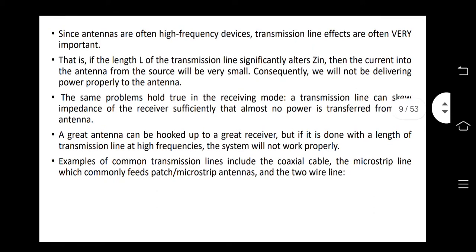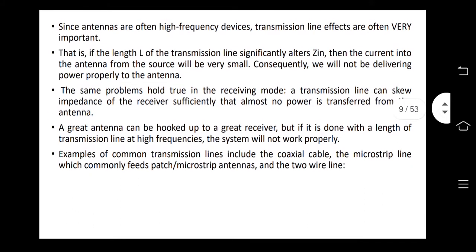Since antennas are often high frequency devices, the transmission line effects are very often important. If the length L of the transmission line significantly alters Zin, then the current into the antenna from the source will be very small. Consequently, we will not be delivering power properly to the antenna. The same problem holds true in the receiving mode. A transmission line can skew the impedance of the receiver sufficiently that almost no power is transferred from the antenna. A great antenna can be hooked up to a great receiver, but if it is done with the length of a transmission line at higher frequencies, the system will not work properly.